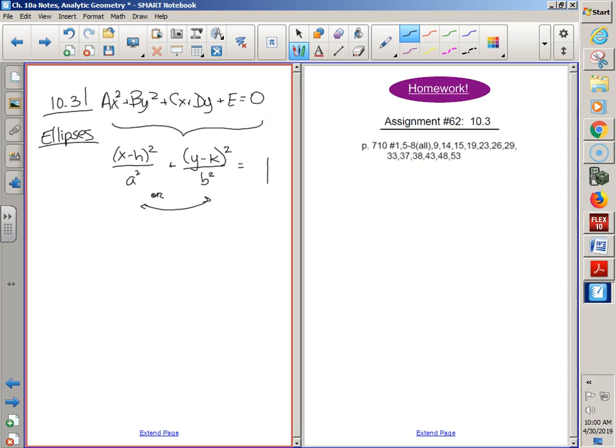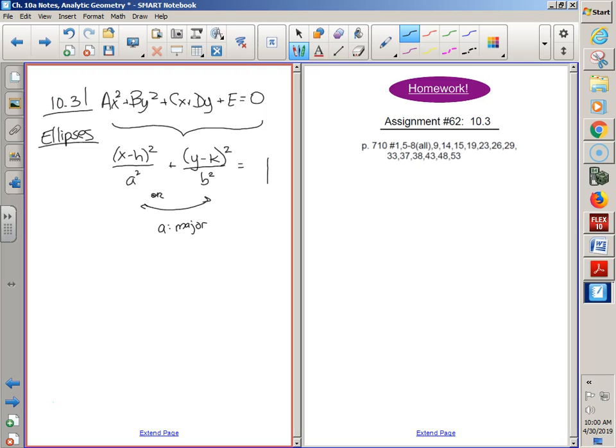And a is the name that we give the one who's bigger. Could the bigger one be under x? Sure. Could the bigger one be under y? Sure. But is it the same form? It's the same form. I have a number squared, and one of them's bigger. So do you really even need to memorize two forms? Not really. Just realize one of them's going to be bigger, and the bigger one is the major one.